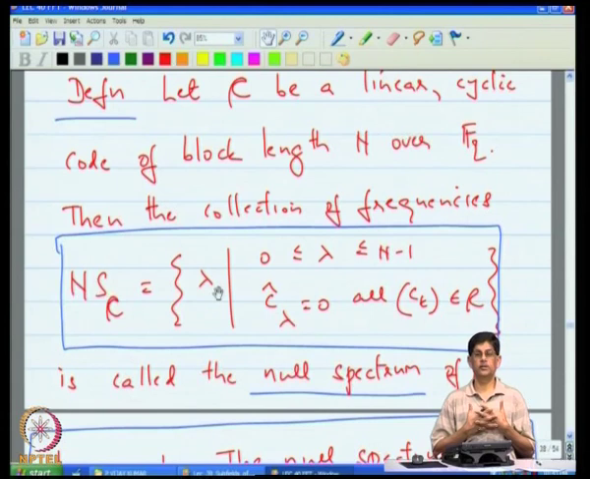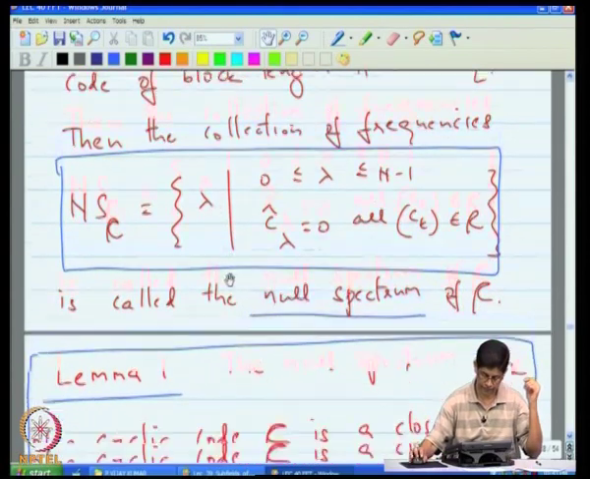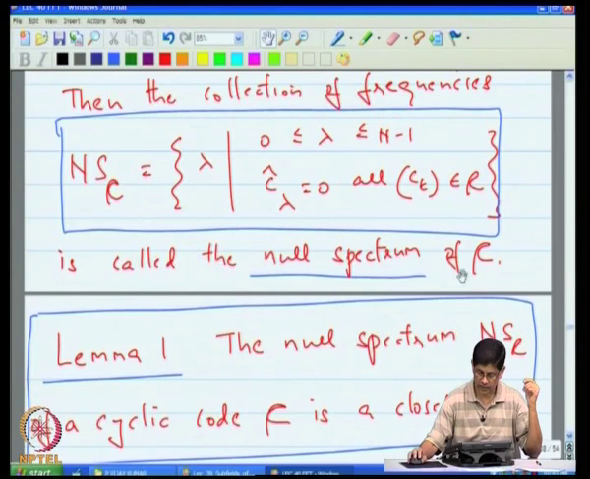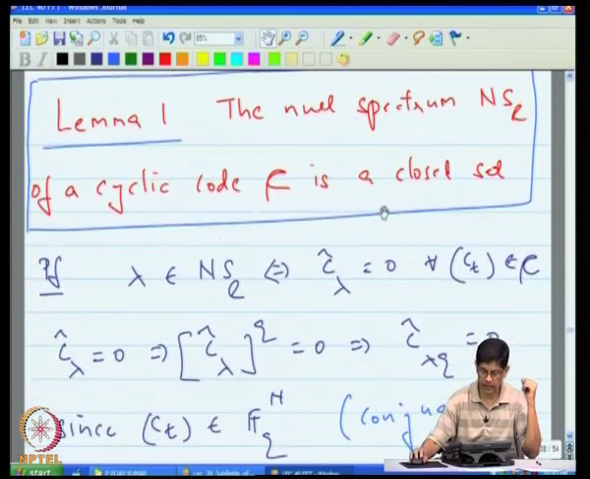So, the null spectrum is the collection of all those frequencies where the transform value of every code word in your code is 0. Okay. So, that is called the null spectrum of a code. It turns out now that the null spectrum of a cyclic code is a closed set.